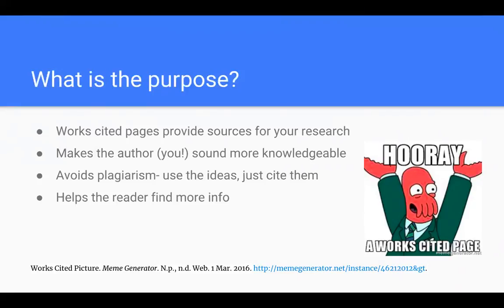We just want to make sure that you cite them so that whoever's reading your paper knows where those things came from. It also helps the reader find more information. So if you are reading somebody's article or paper and you really wanted to find out more information about it, you can go to their works cited page and do some extra research yourself if you're interested. It's also a good way to do research for your own writing, is to look at other people's works cited pages.